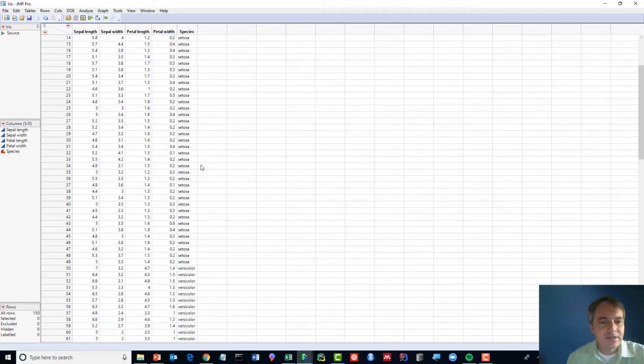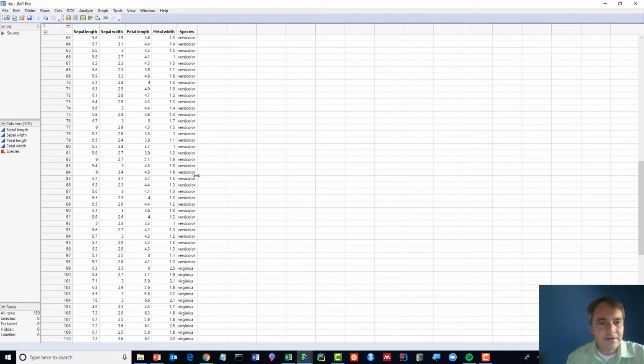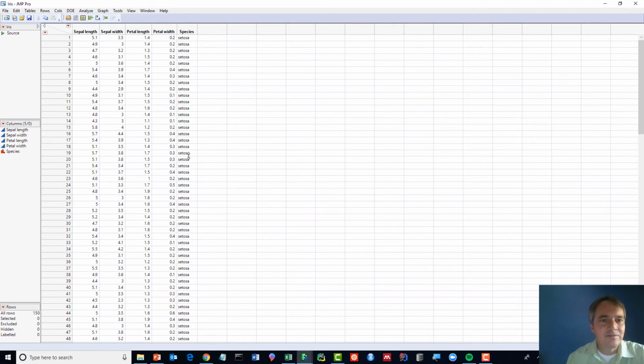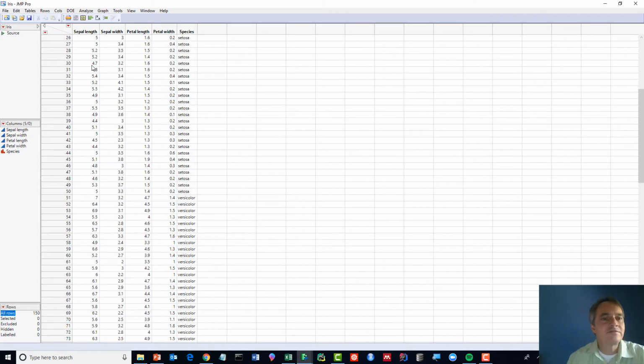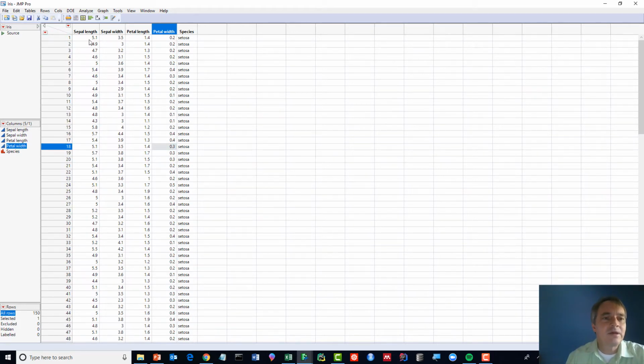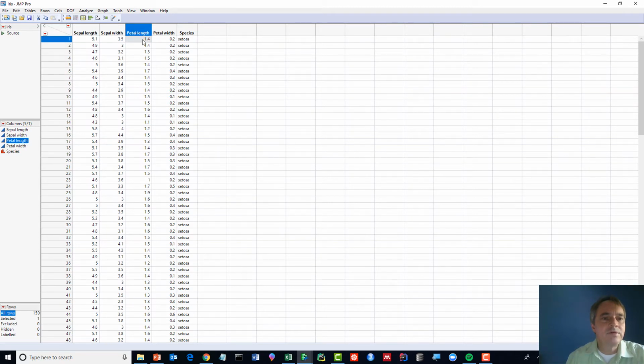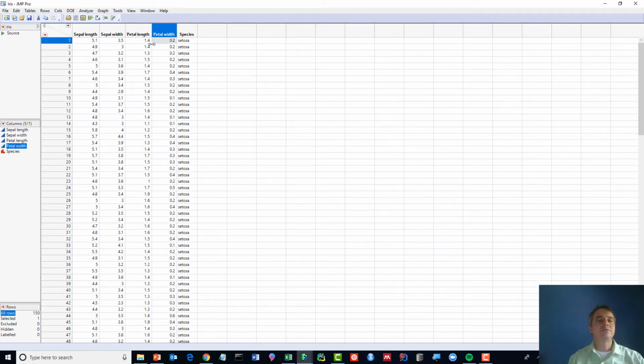Setosa, versicolor, and virginica. So we've got 3 different species, and they collected 150 rows, so 150 different flowers. They took the length of the sepal, the width of the sepal, the length of the petal, and the width of the petal. And the question is, on the basis of these, could we take a new flower's measurements and decide what species it's in? And if so, how do we combine these, and how do we weight them?